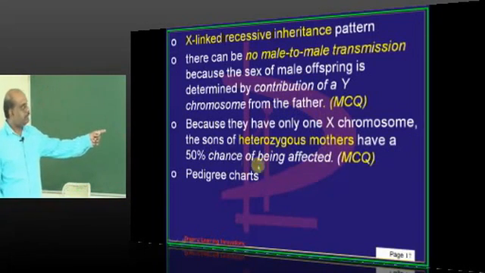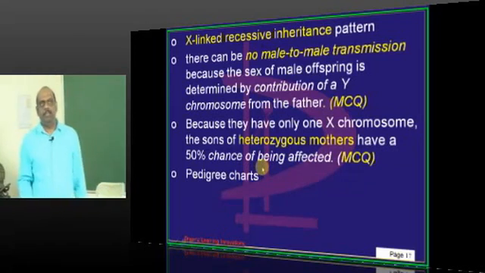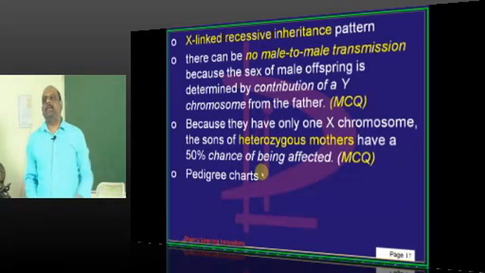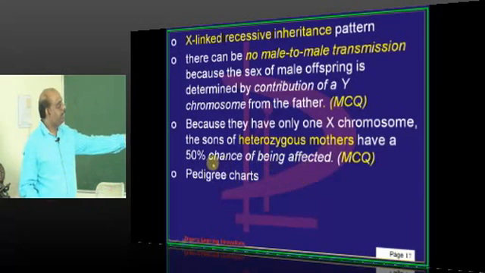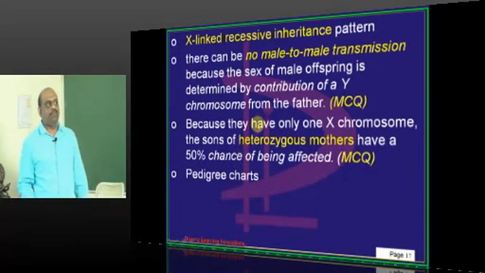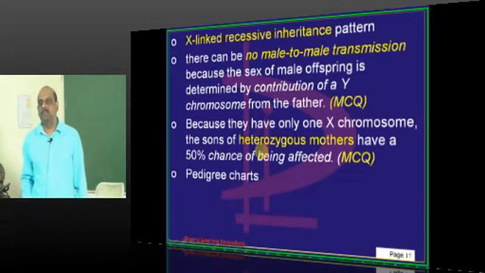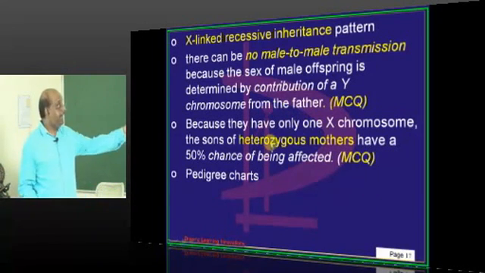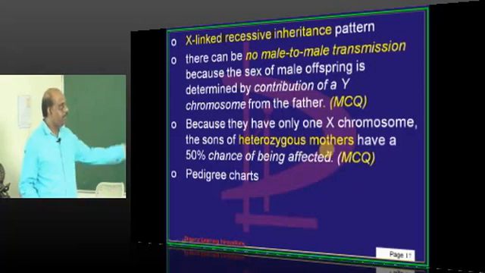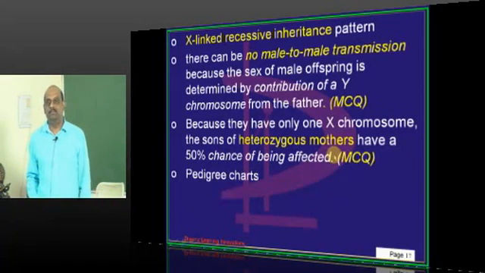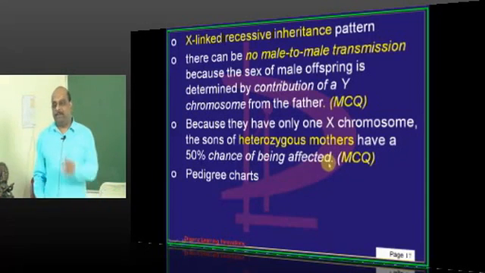Then, if there is a heterozygous mother, right? So, what is the chance that the son of her can get affected? From a heterozygous mother, they have only 50% chance of being affected. That 50% doesn't happen from the mother. It is from the mother's husband, the father.